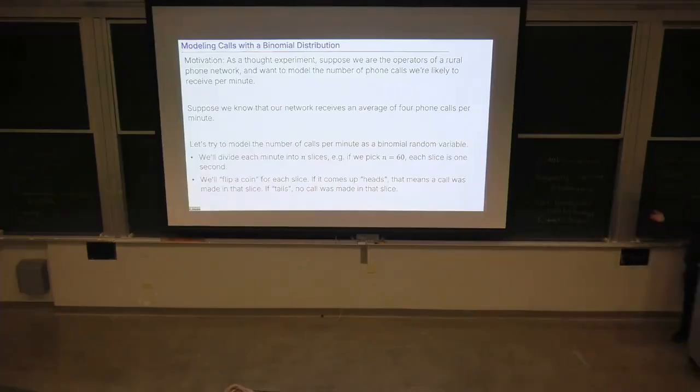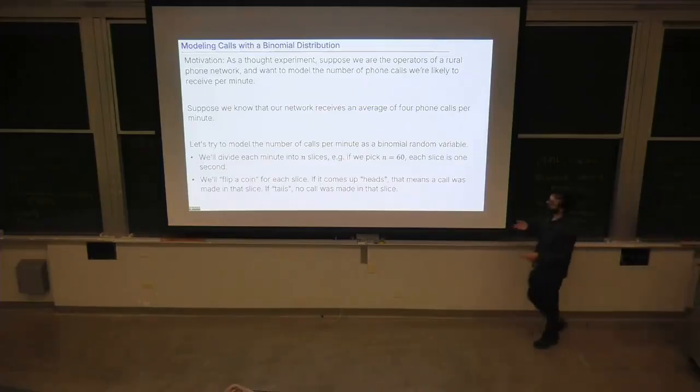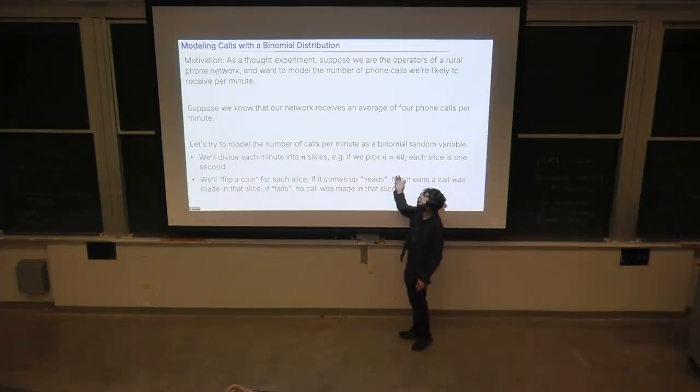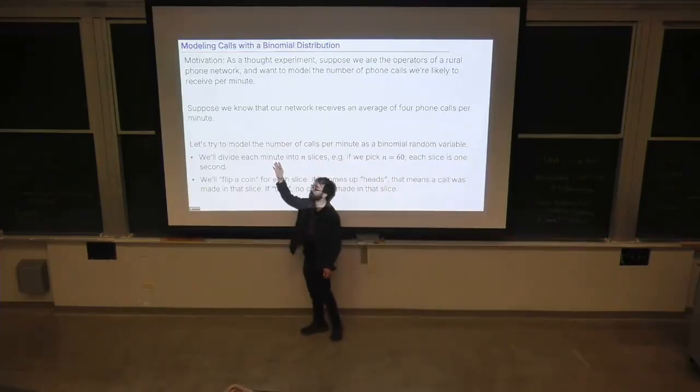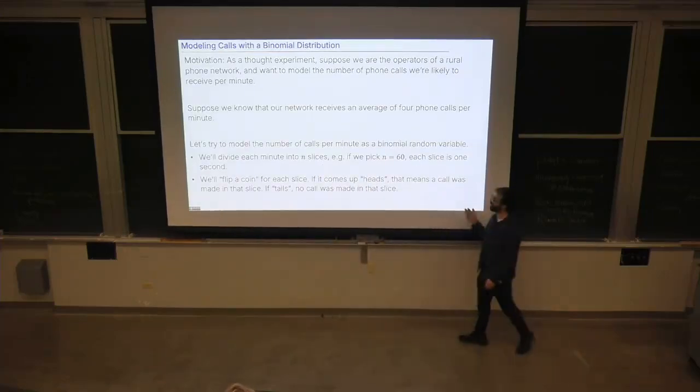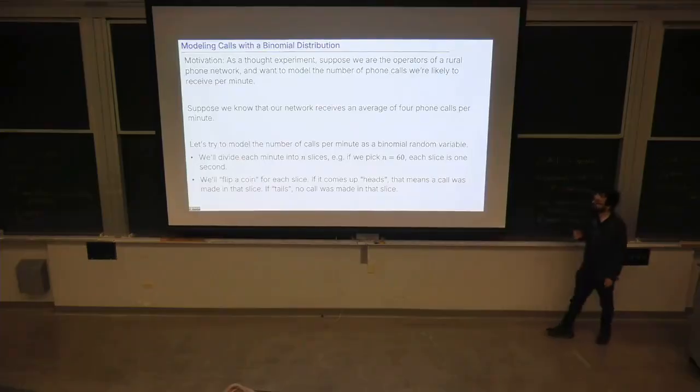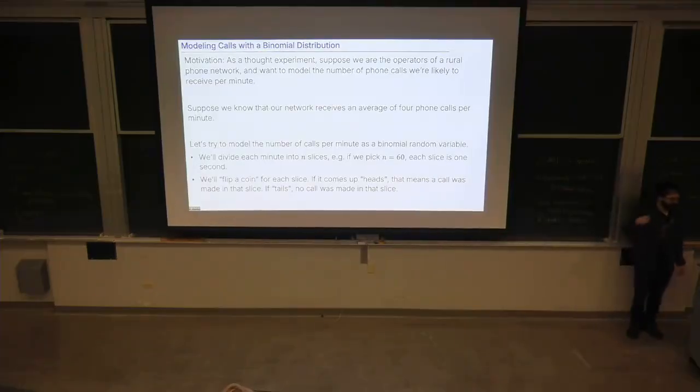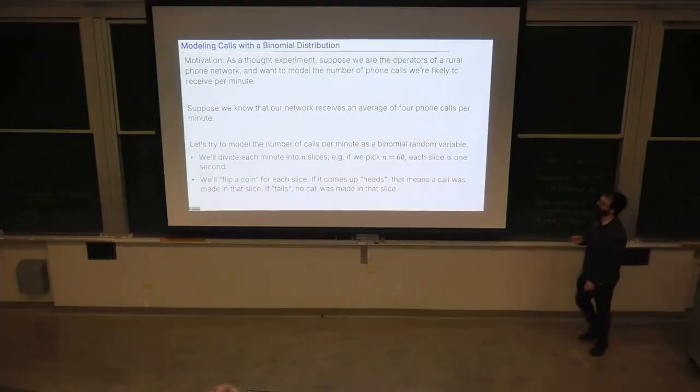But let's say, and we're going to be very crude, our first order model is going to be a binomial random variable. I'm going to write a little simulator. My goal is to figure out the number of calls per minute. I'm going to divide each minute into n slices. So maybe I pick n equals 60, then each slice is going to be 1 second. Then we're going to flip a coin, and every time it comes up heads, that means a call was made, and if tails, no call was made on that slice.